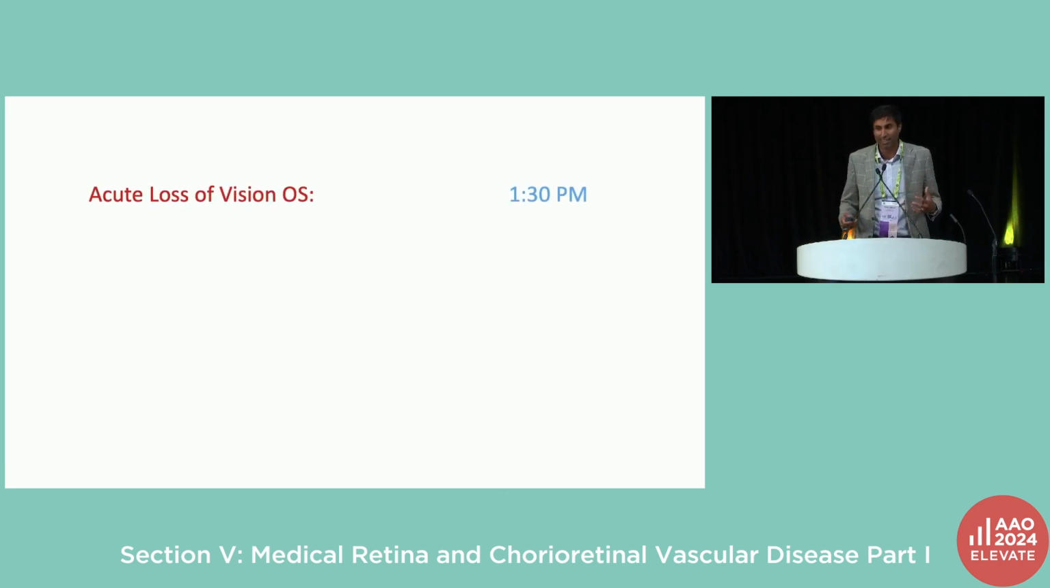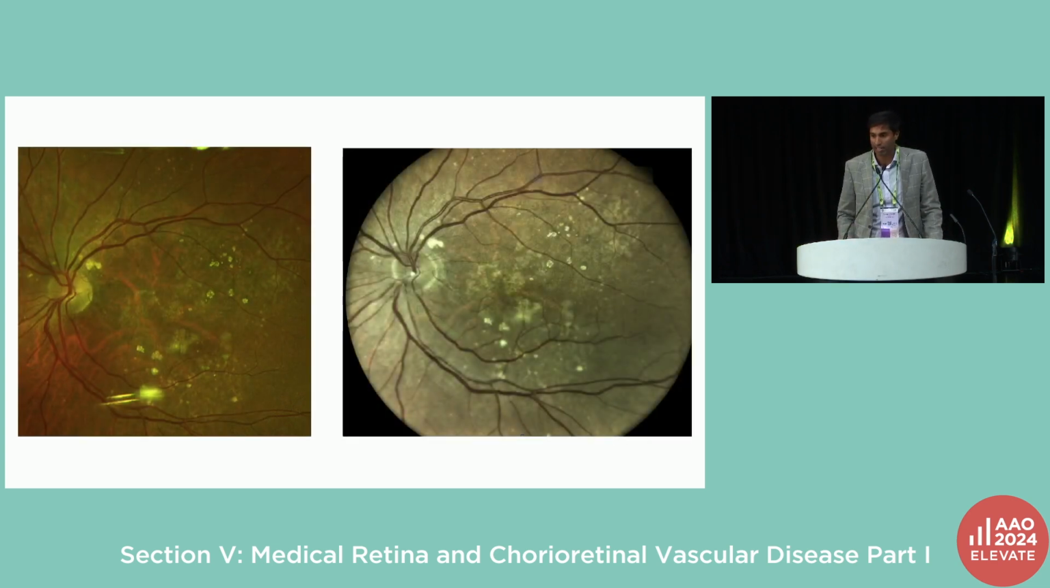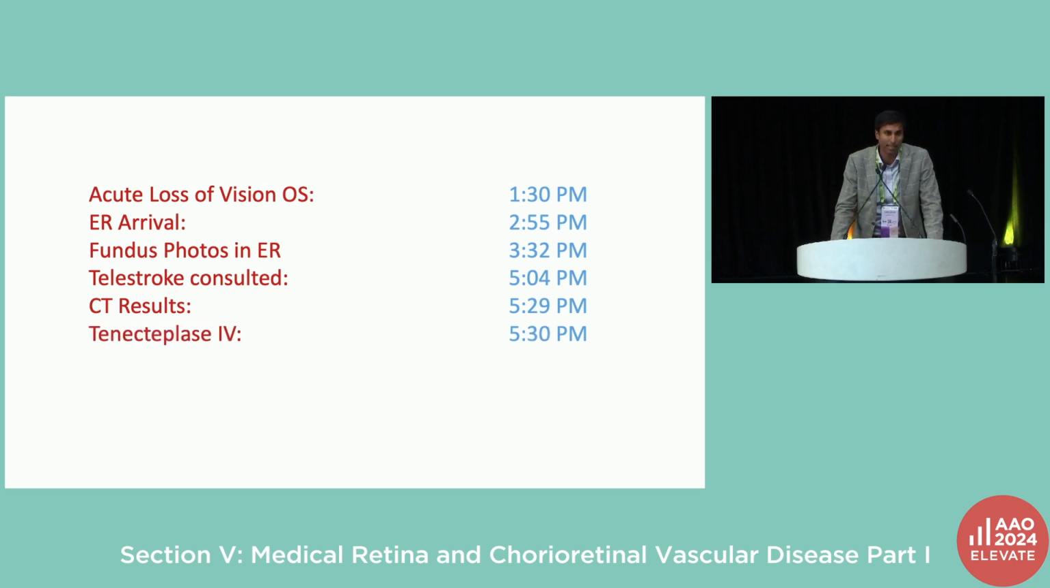So I went back to the chart, and sure enough, at 1:30 she lost her vision in the left eye. She got to the ER around 2:55. She had fundus photos in the ER at 3:32. This is her baseline photo. Remember, I take care of her for AMD. This is her in the emergency room, and sure enough, there's a Hollenhorst plaque right there with some retinal whitening. Our telestroke team was consulted at 5:04. She had a CAT scan that was resulted at 5:29, and under full consent, with compassionate use in mind, she got tenecteplase IV thrombolysis at 5:30.